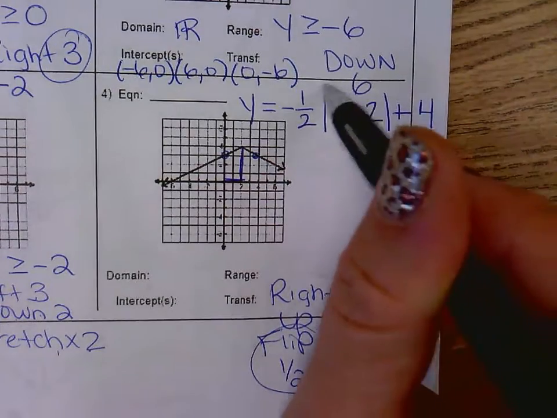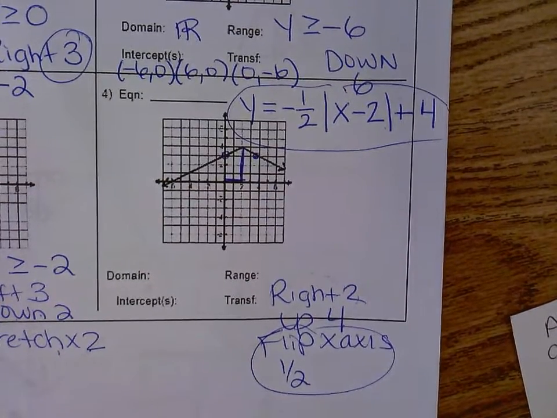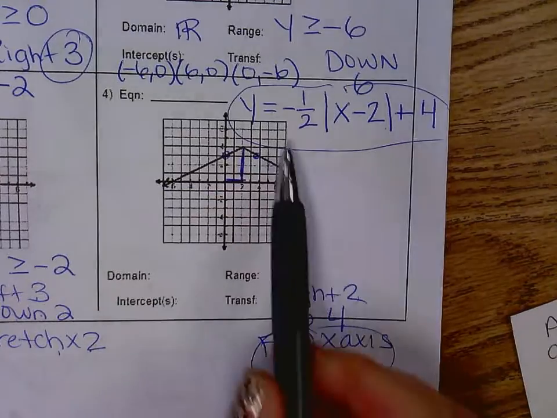So I probably won't do a 4-step equation on the quiz. I'll give you like 1 or 2 transformations at a time because that's a lot to write in one equation.